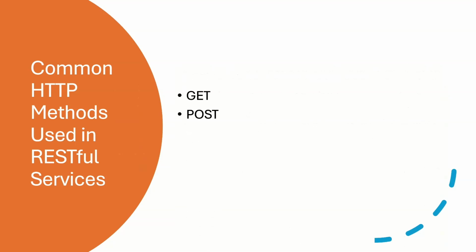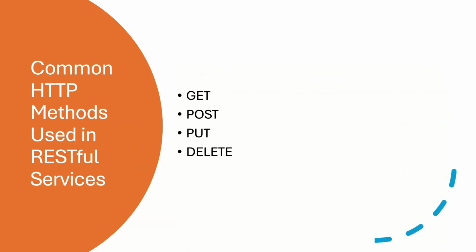Post method. The post method is used to send data to the server to create a new resource. For instance, when you fill out a registration form and submit it to create a new user account, a post request is made. It tells the server to take the provided data and create a new resource based on it. Put method. The put method is used to update an existing resource or create a new one if it does not exist. For example, when you edit your profile information on a website, a put request is sent to update your details. If the resource doesn't exist, put can also be used to create it.